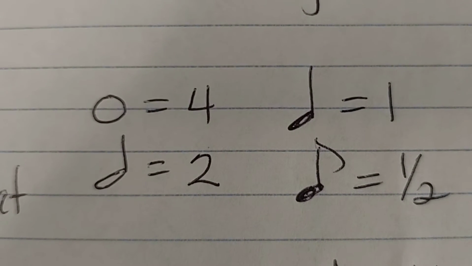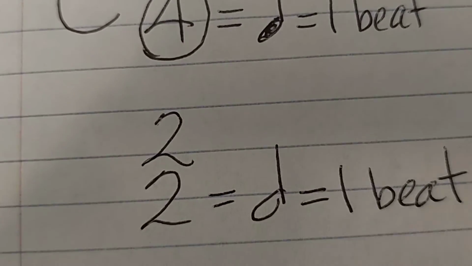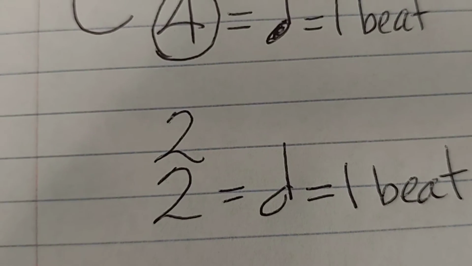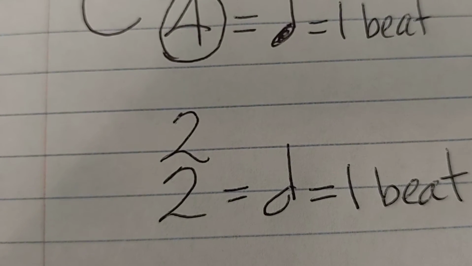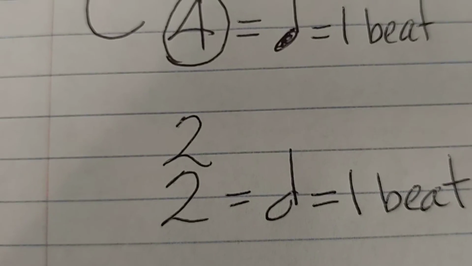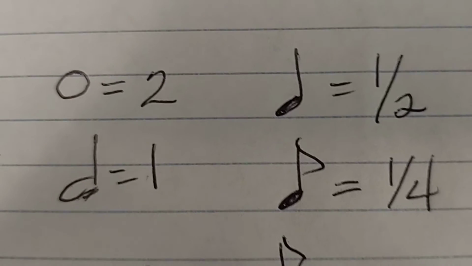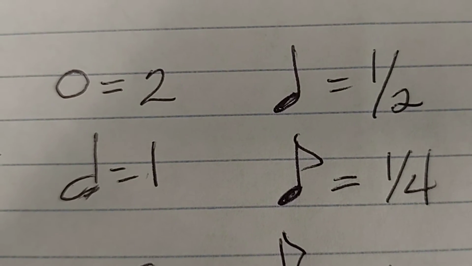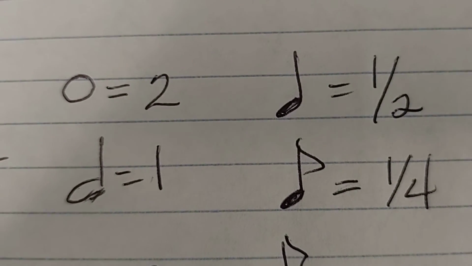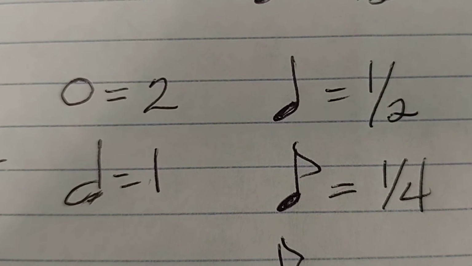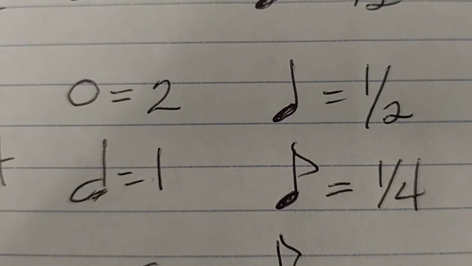All right, so what happens if we change the time signature? Well, let's do that. We're going to change the time signature to 2/2 time. So now the bottom number tells you what kind of note is going to get 1 beat. So this is telling us that a half note is going to get 1 beat now. So if we move over to our notes over here to find the equivalents, we get the whole note now gets 2 beats, a half note gets 1 beat, a quarter note gets a half a beat, and an eighth note gets a quarter of a beat.